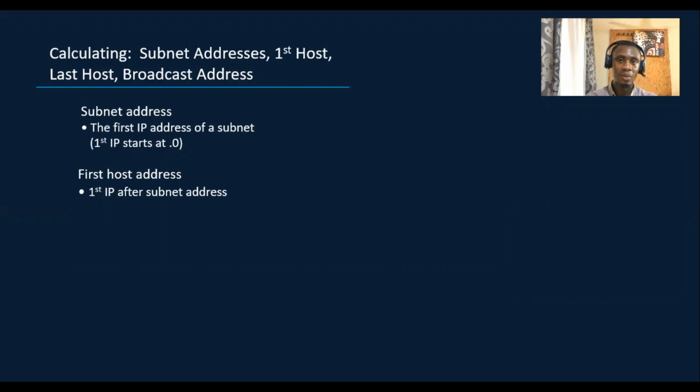So in every subnet, we have 2 addresses which are reserved, the subnet address and the broadcast address. So the first host is the first assignable IP address to any host. And that is what we talk about here.